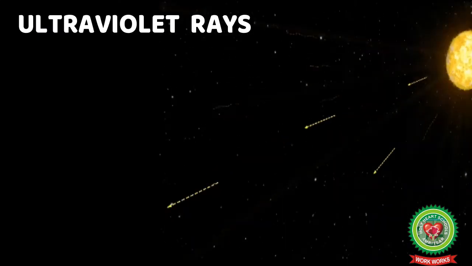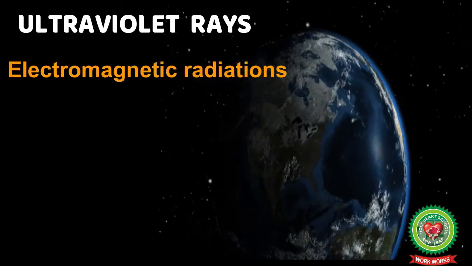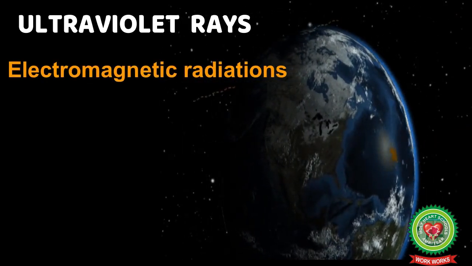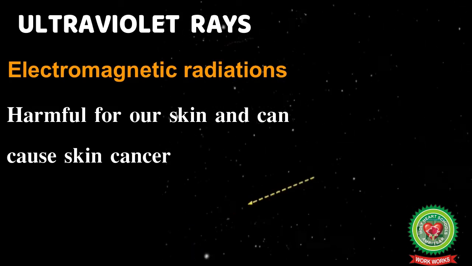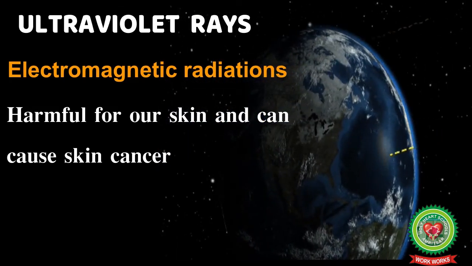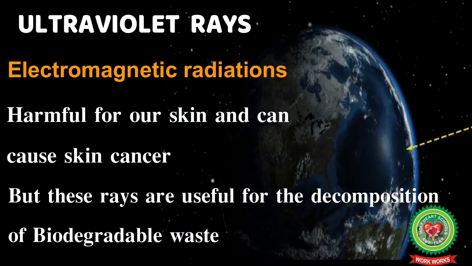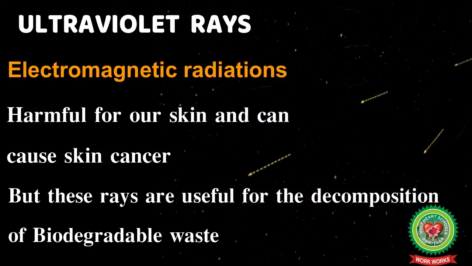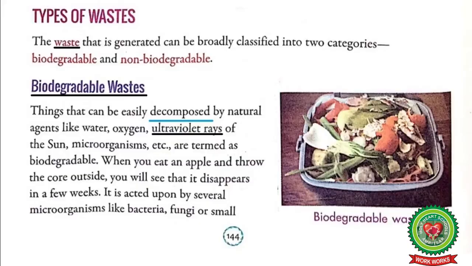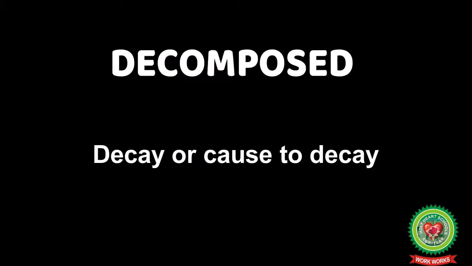Students, ultraviolet rays are electromagnetic radiations and are harmful for our skin and can cause skin cancer. But these rays are useful for the decomposition of biodegradable waste. Now students, underline the word decomposed and write down its meaning: decay or cause to decay.